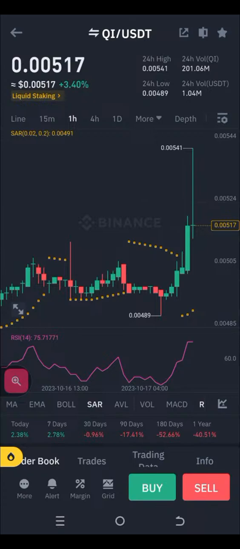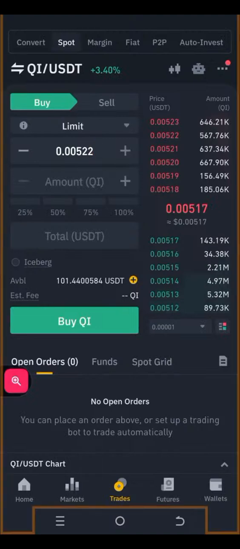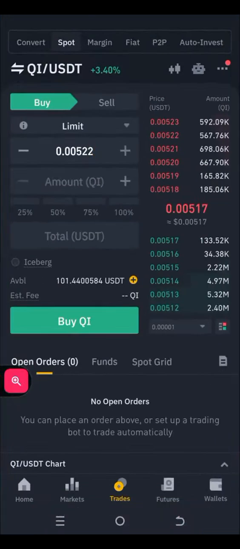I mean, look at it. Look at QI BTC. I mean, this is QI USDT. Look at it. We made, how much did we make? $1.44. Wow. Of course, it was $1.54, but we had to pay 10 cents for fees. Okay. So now we're left with $1.44. Good one.